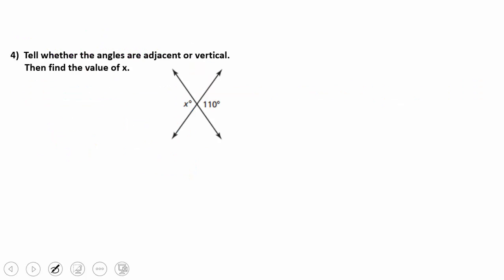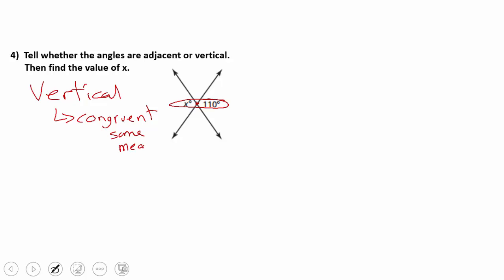Moving on. Tell whether these angles are adjacent or vertical and find the value of x. I see two lines that intersect. They have a vertex right here in the center. I know opposite angles are vertical. And since these two angles are opposite, x and 110, the ones they're telling us, then I know that these are vertical. And the one thing I know about vertical angles is that vertical angles are congruent. Congruent meaning they have the same measure. Okay, I'm not going to write that every time, but vertical angles are congruent. They have the same measure.